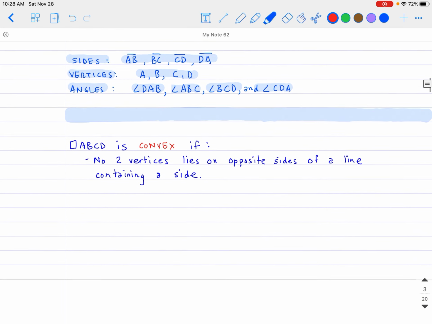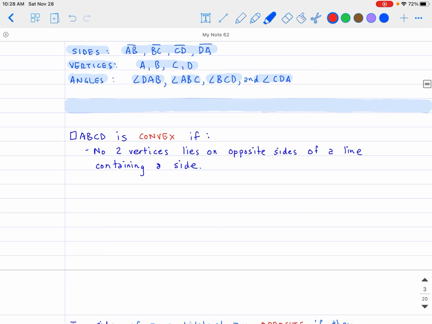Next, let's look at the specific types of quadrilateral. There is something called a convex quadrilateral. If you remember back from, I guess a long time ago, chapter 3, we can say that a quadrilateral is convex if the following is true. But first, before we define this, let me draw the difference between the two.